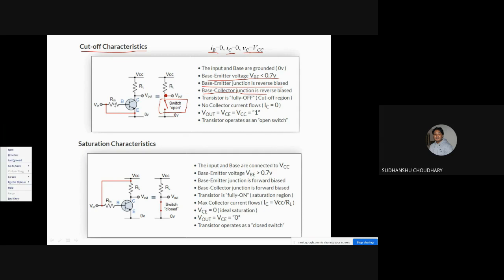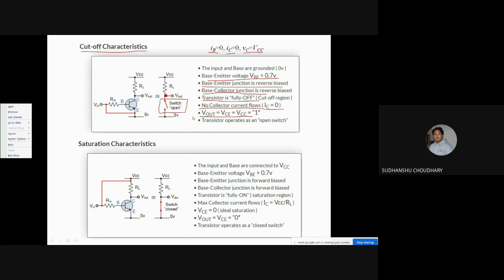Okay. Since the base is connected to 0 and the collector is connected to positive, and this is an NPN transistor, where the collector is connected to the positive supply and the base is connected to 0, the base collector junction is reverse biased. The transistor is fully off, in the cutoff region. No collector current flows, that is, collector current IC is 0 here. And maximum collector voltage is achieved, V out equal to VCC, and the transistor operates as an open switch.